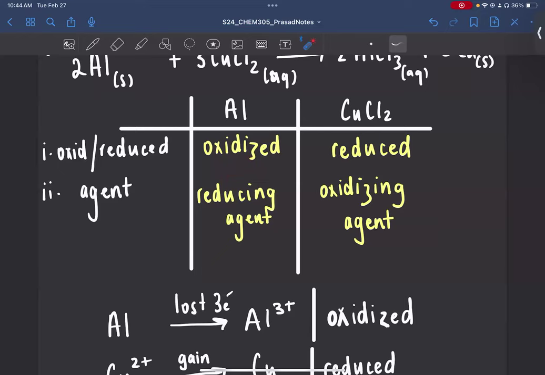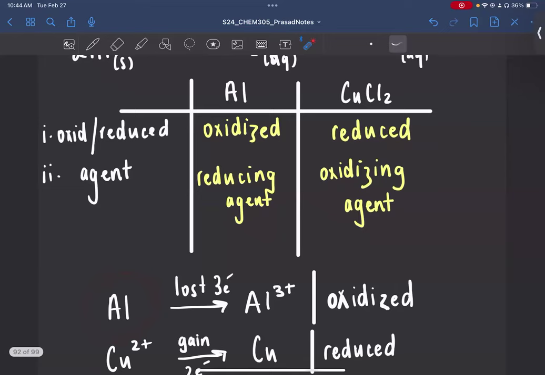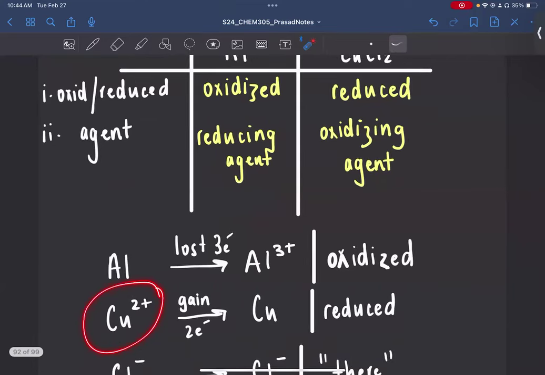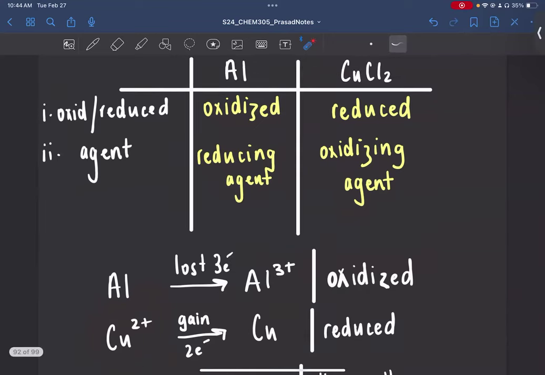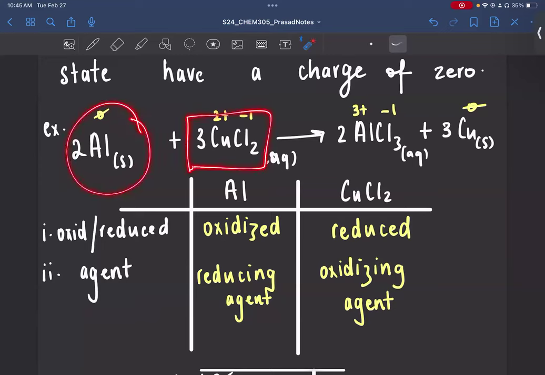The idea behind agents is, if aluminum is losing electrons, something has to cause it to lose electrons. In the same way, if the copper is gaining electrons, something has to cause it to gain electrons. By the process of elimination, if aluminum is being oxidized, it cannot also be the oxidizing agent. In other words, this is oxidized, and this is the agent that oxidized it. Similarly, the copper is reduced, and the aluminum causes the reduction.